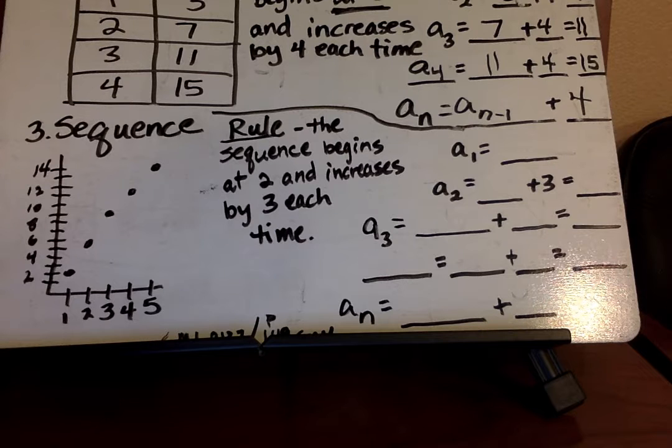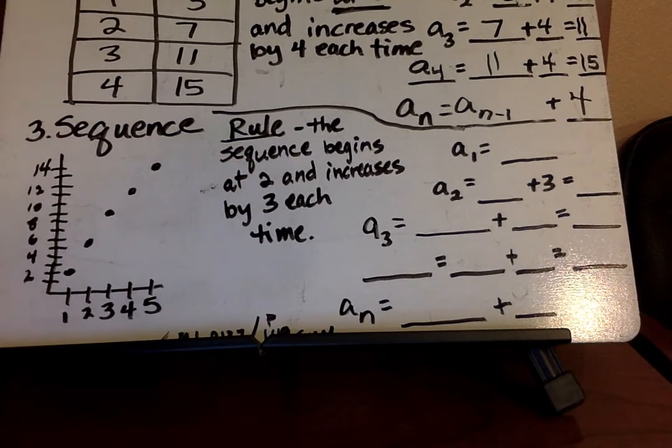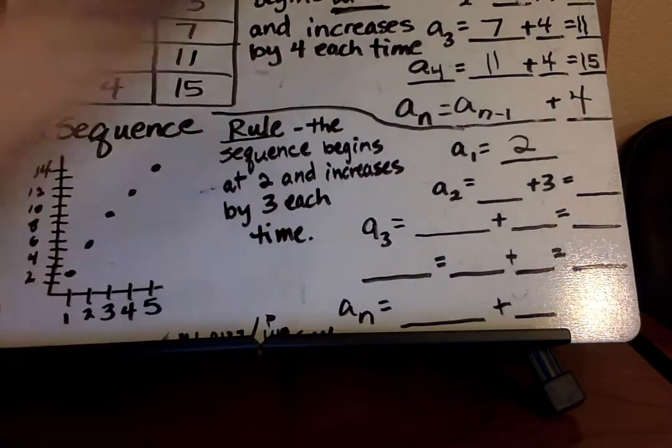And what happens from there? It's going up by 3 each time. Increases by 3 each time. So A1 is going to be 2.